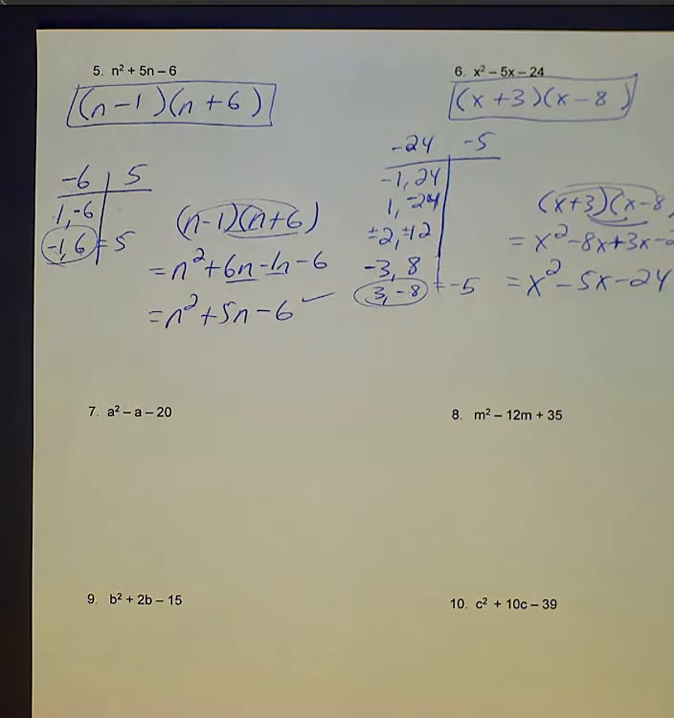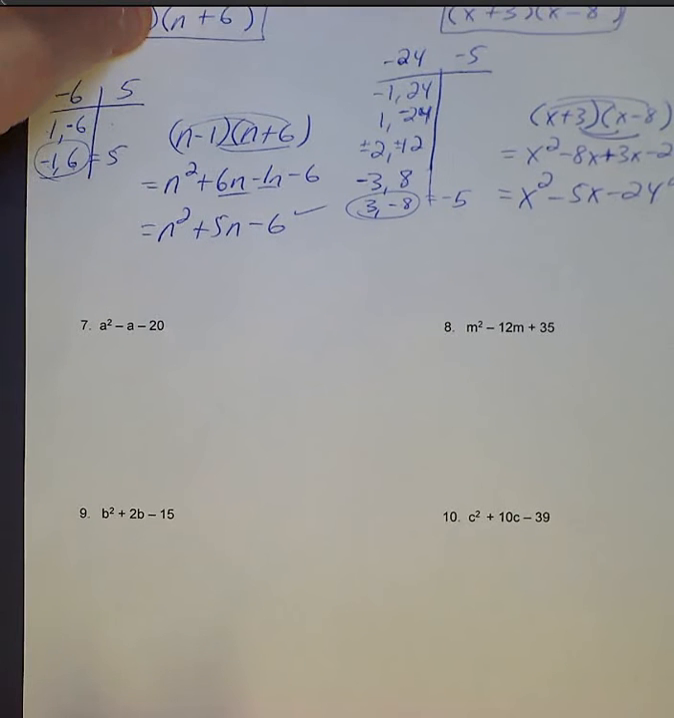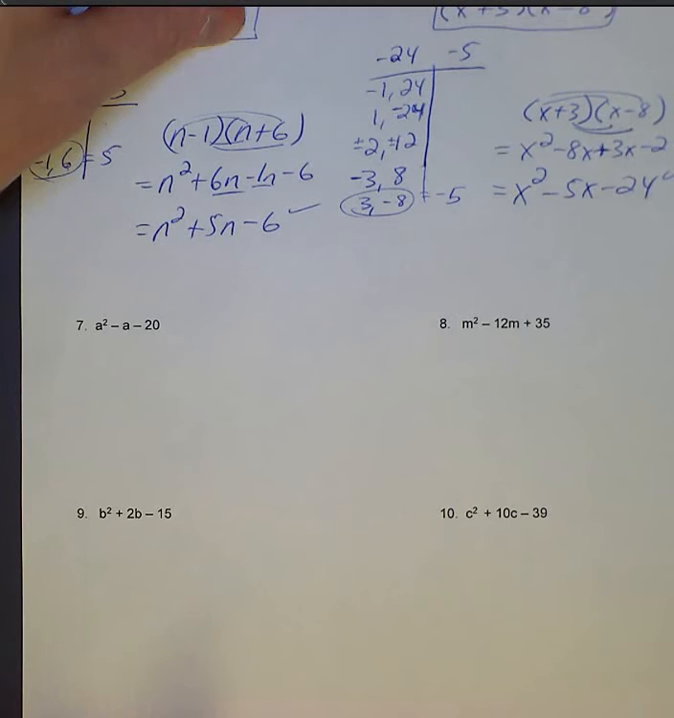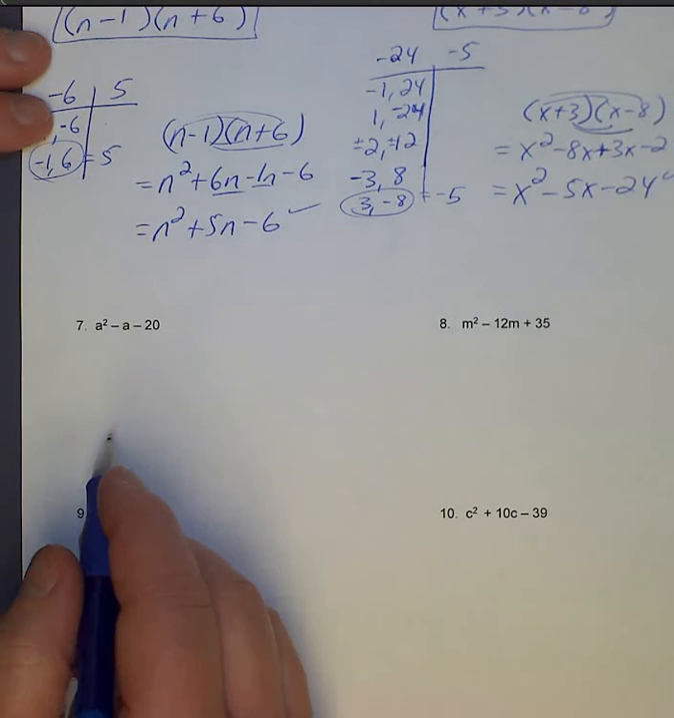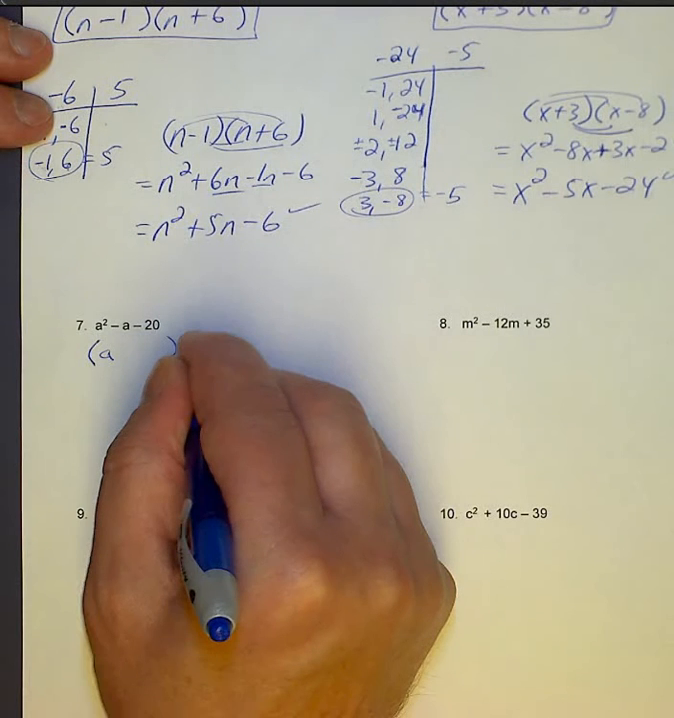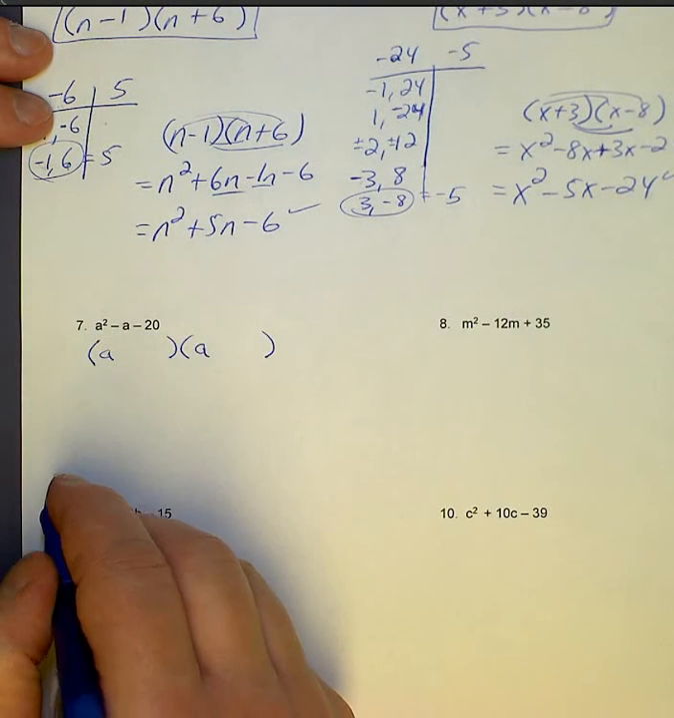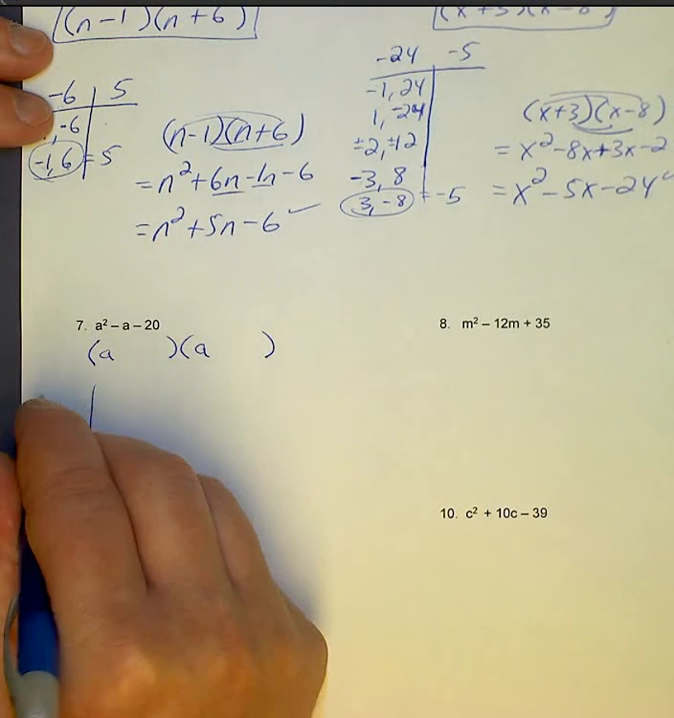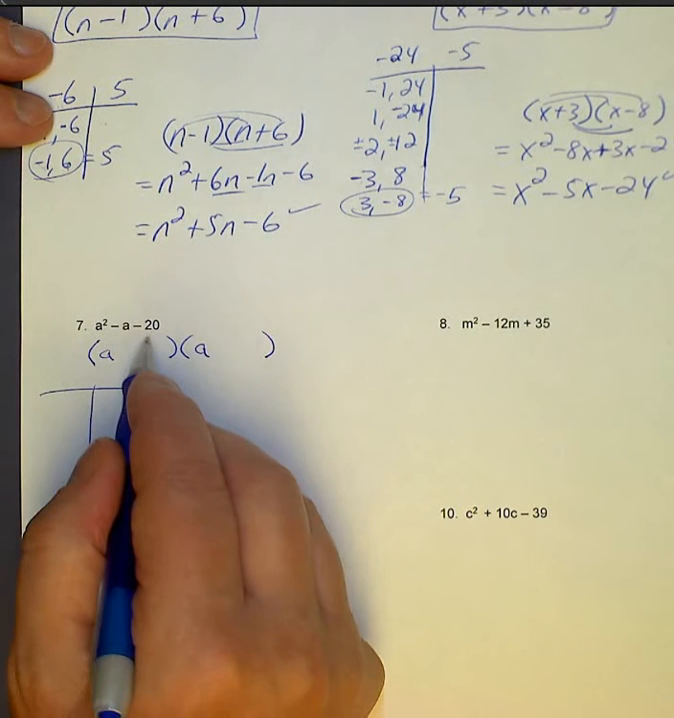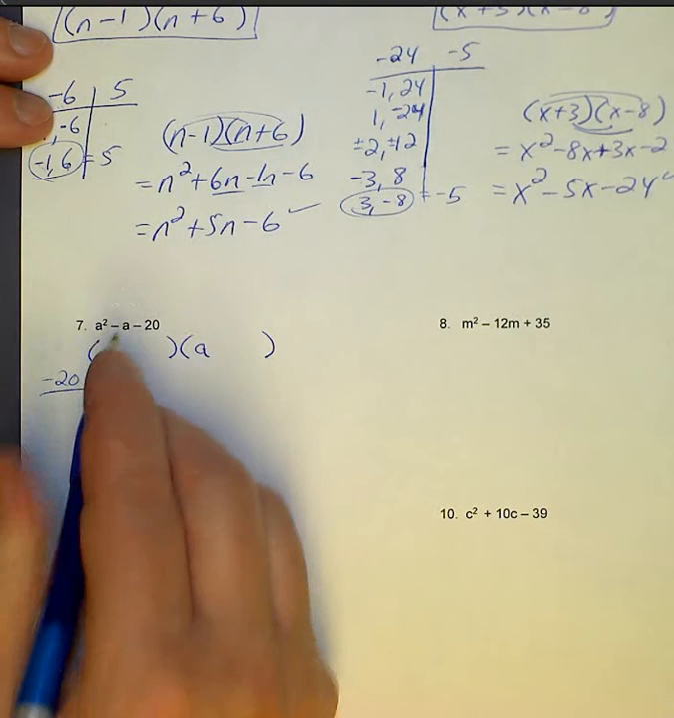So let's try number 7. Number 7, a squared minus a minus 20. Well, I'm going to start out the same way. My a is going to go there, and a is going to go there. I'm going to use my product sum chart. So, factors of that last number, that constant term, negative 20, that add to the middle term.